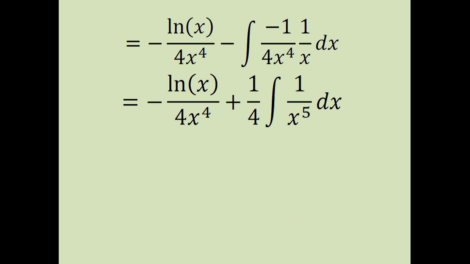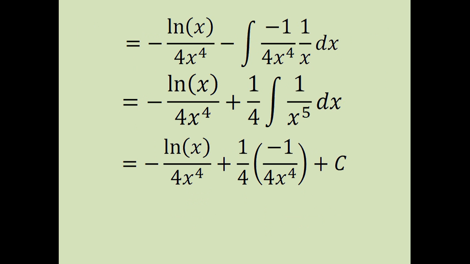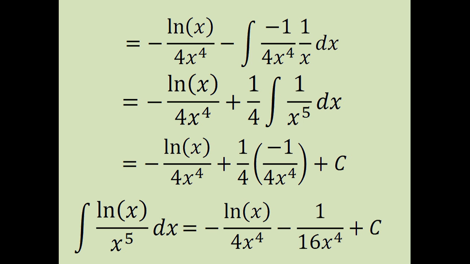Now we're just going to simplify that. We're taking out the 1/4 and combining the x's inside the integral. And now we're finding the antiderivative. So now we have negative ln x over 4x to the fourth plus 1/4 times negative 1 over 4x to the fourth plus c. And now we're just going to simplify one last step. And that is our final answer, which is negative ln of x over 4x to the fourth minus 1 over 16x to the fourth.